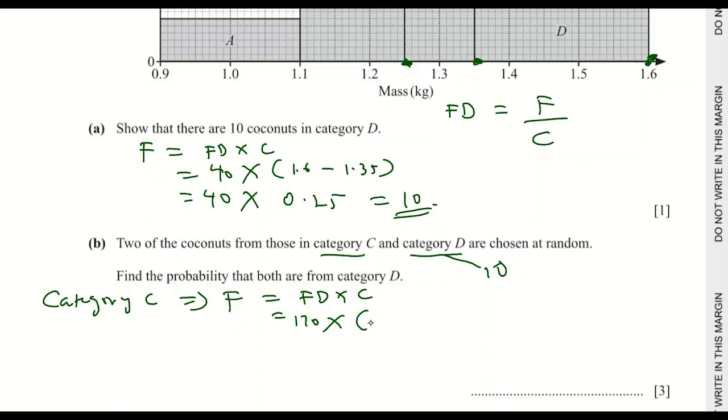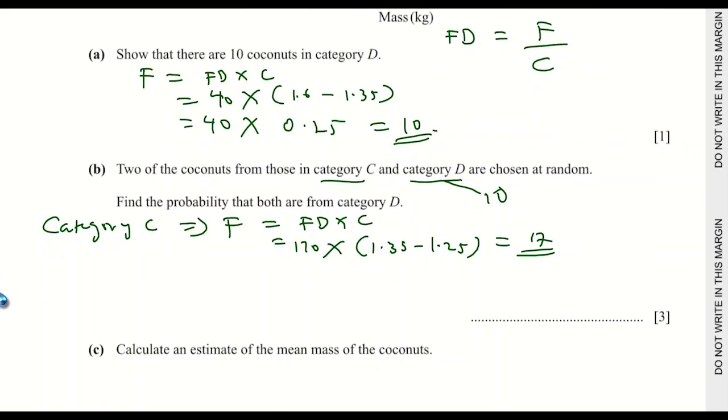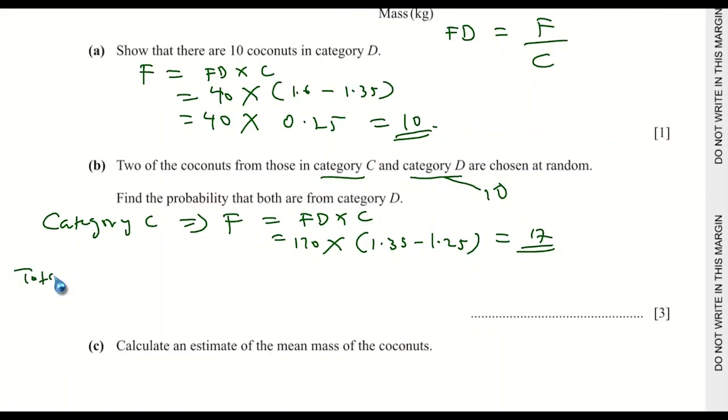So it will be in brackets 1.35 minus 1.25. If you input this into your calculator, you should get 17. That means there are 17 coconuts in category C and there are 10 coconuts in category D. So the total equals 10 plus 17 equals 27.